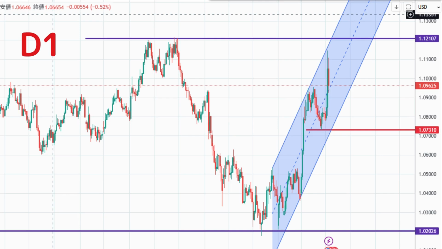Next, let's look at the daily chart. The upward trend continues with this wave pattern. The recent support level is marked by this line. We can also see that the price is moving within an upward channel. The key point to watch now is whether the price will break above the purple resistance line with continued momentum, or if it will fall below the red support line, confirming a downward trend on the daily chart.